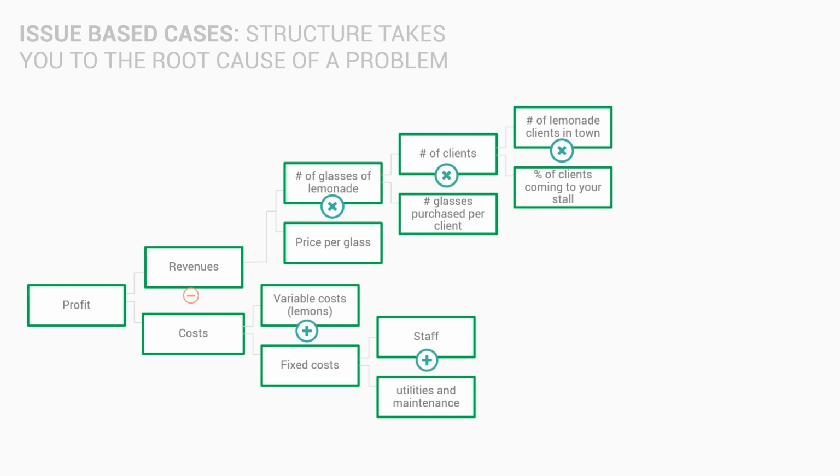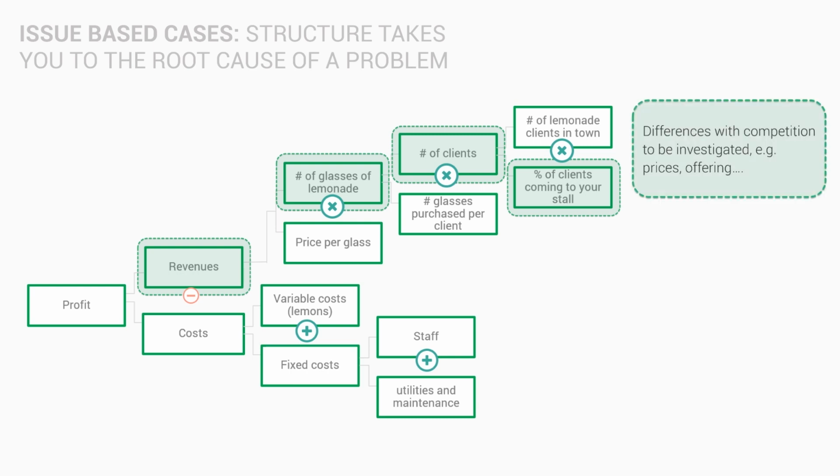Using this structure, you might hypothetically find out that the decline in profit is due to a decline in revenue, then that the decline in revenue is driven by lower units sold, and that this is in turn due to fewer customers, since on average customers consume the same number of glasses each. Then diving further, you understand that although nothing seems to have changed in the overall demographics and tastes in town, it looks like your stall is receiving fewer customers, implying that customers are going to alternative stalls.